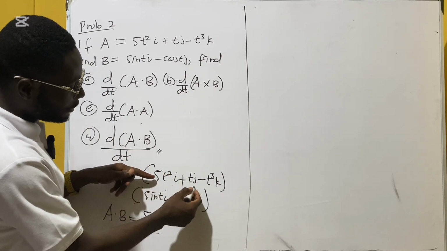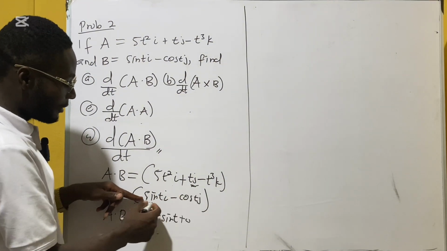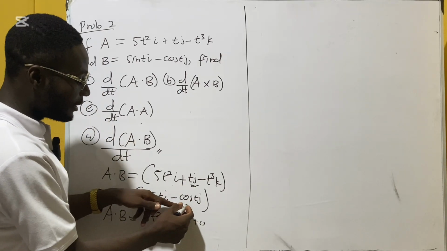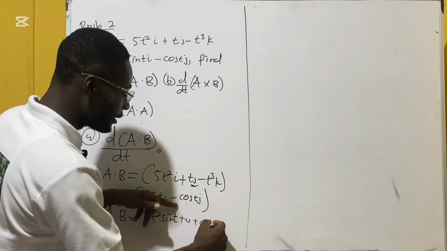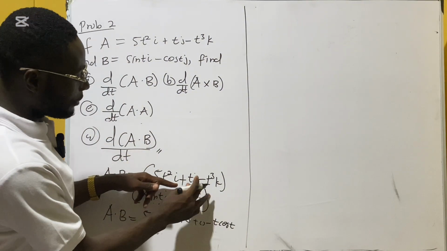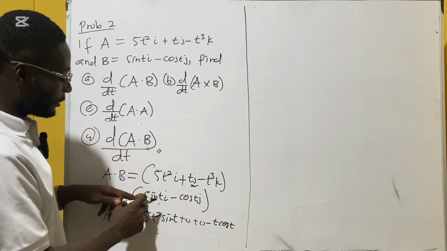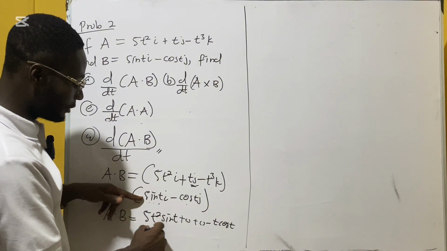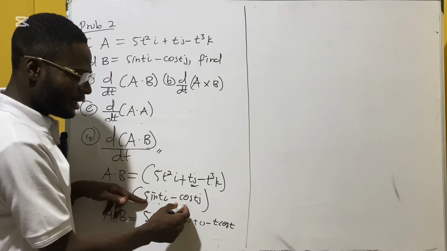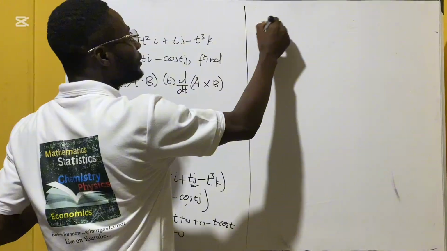Then you come here, the j. tj times sine t i is also 0. tj times negative cos t j becomes negative t cos t. Then we come here, negative t cubed k times sine t i becomes 0. Negative t cubed k times negative cos t j becomes 0 as well.